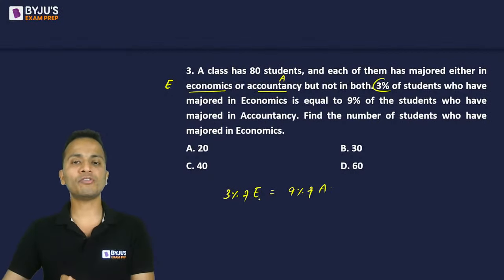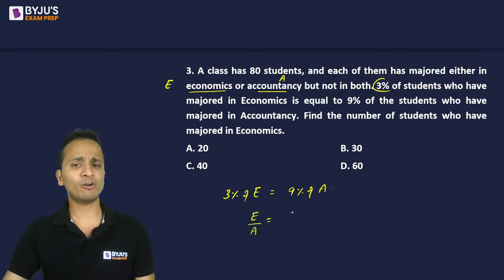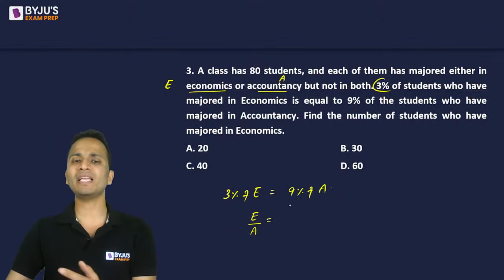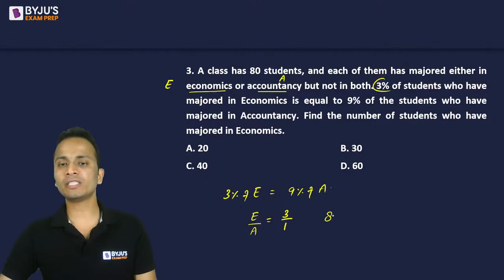So 3 percentage of E is equal to 9 percentage of A. So for the number of students of economics and accountancy, I can find their ratio, and it will come out to be 9 upon 3 or 3 upon 1, right? So 3 is to 1 is the ratio of economics and accountancy, right? Total number of students is 80.